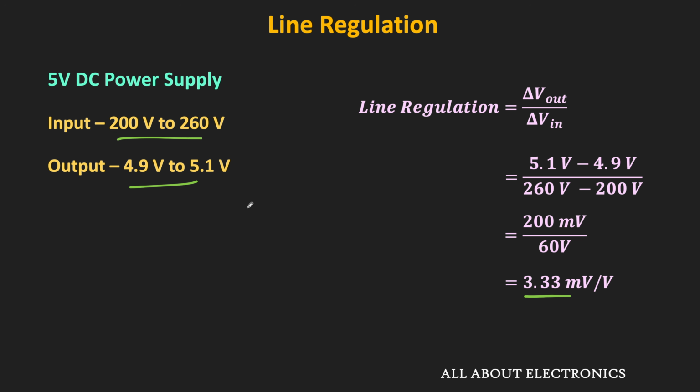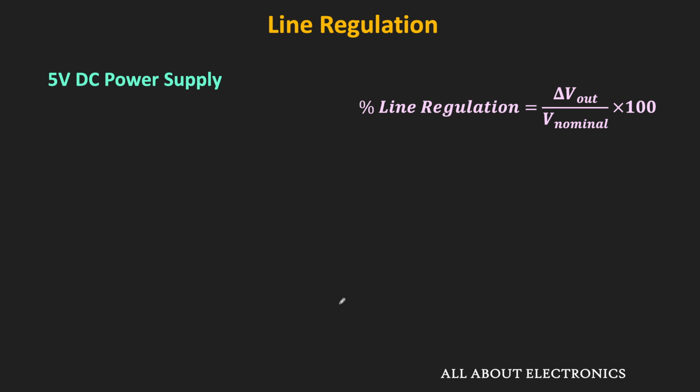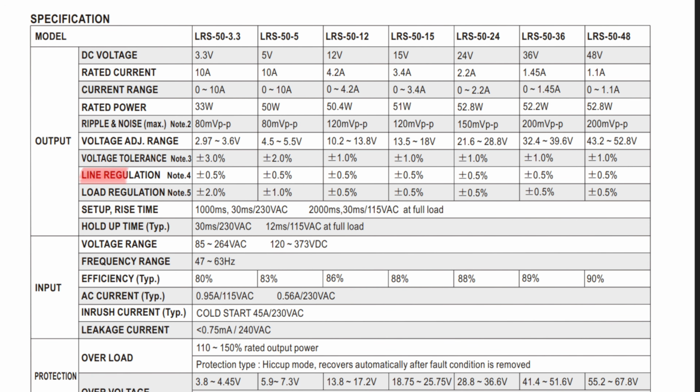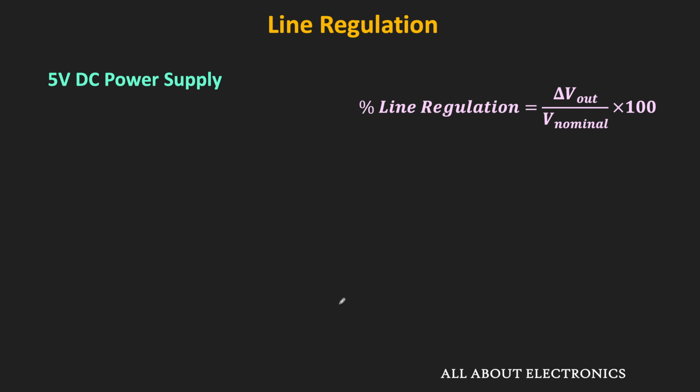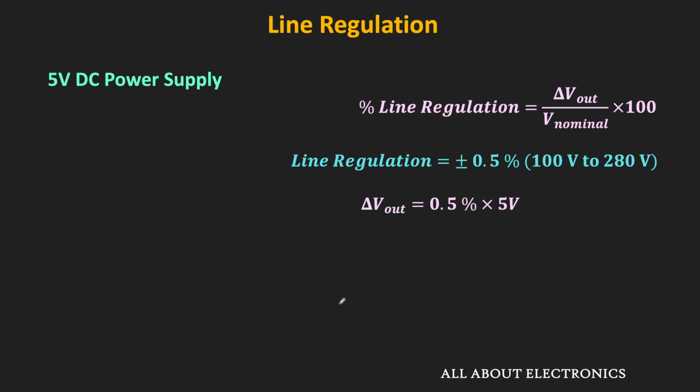So typically, for the power supplies, this line regulation is expressed in the percentage. So typically in the data sheets, when this line regulation is mentioned in the percentage, then it is defined over the specific input range. So for example, let's say for some 5 volt DC power supply, the line regulation is equal to plus minus 0.5%, and it is defined over the input range of 100 volt to 280 volt. So with the given line regulation, if we see the change in the output voltage of the power supply, then that will be equal to 0.5% of the 5 volt. But the 5 volt is the nominal voltage of the DC power supply.